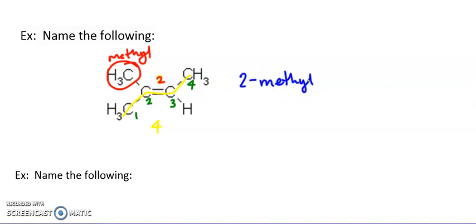Remember, dashes go between numbers and letters. And then I'm going to say where my double bond is. 2, it's at the 2 site, and I've got 4 carbons long, so it's but-, and it has the double bond, so -ene. So you're kind of doing a little code work. You're decoding here. What does each part tell you?